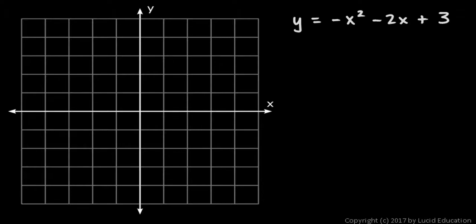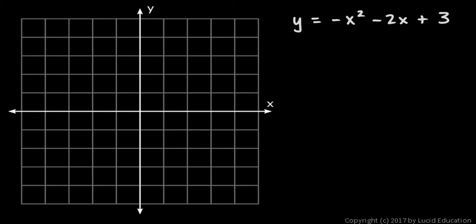Here I have y equals negative x squared minus 2x plus 3 equals 0. And I want to graph this, and this is a y equals an expression involving an x squared. So I know this will be a parabola. And the x squared term is negative, so I know it's going to be a parabola that opens down.